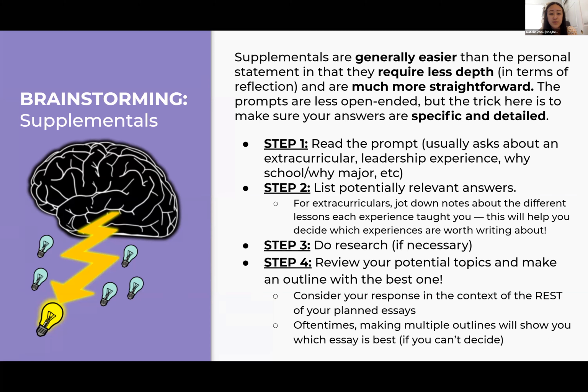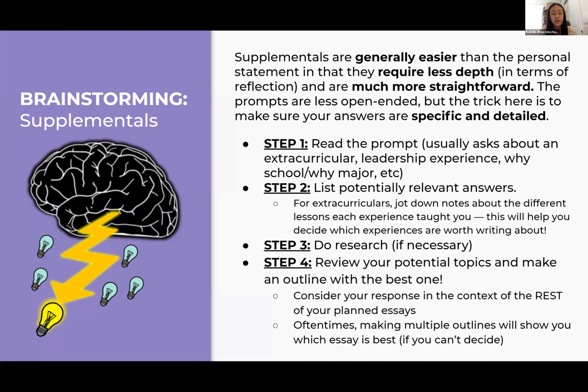Step two is to list potentially relevant answers. This is especially useful when they ask you to write about an extracurricular that means a lot to you. So jot down notes about the different lessons that each experience taught you. And this will kind of help you decide which experiences are worth writing about. You'll probably notice that there are some things that you do that are more important than others, that you care more about. And so usually those take priority when you're trying to decide what to write if you have too many options.